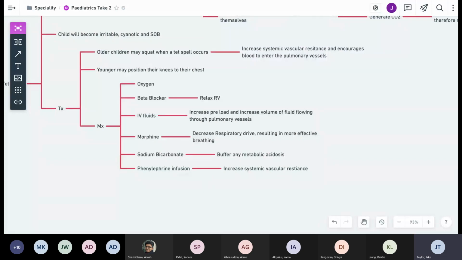I think there is a mnemonic, but I couldn't find it. I had a really good one last year, but I couldn't find it. So if anyone has it, if you want to post what the mnemonic is on the group chat for everyone else.